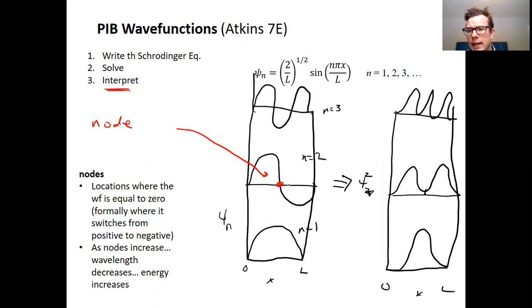And what you'll see is that as n, the quantum number increases, the number of nodes increases. Specifically, you'll see that in this problem, the number of nodes is equal to n minus 1. Right? So as n is increasing, the number of nodes is increasing, the wavelength is decreasing, and the energy is going up. Right? Consistent. There's some other weird things too.